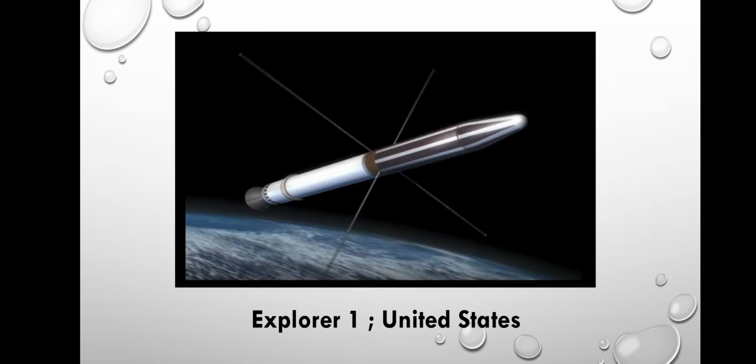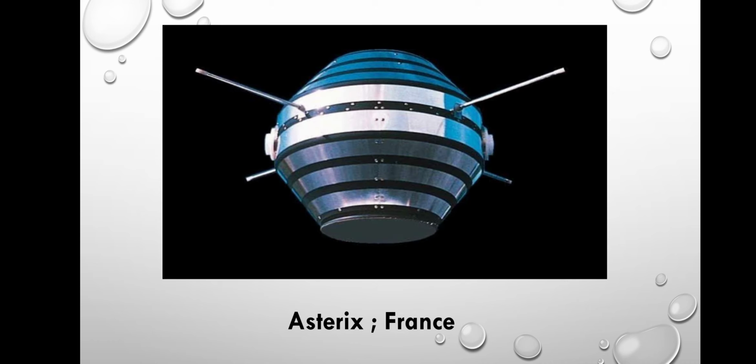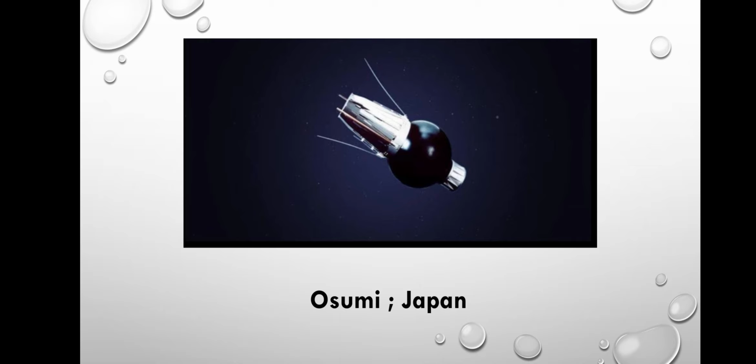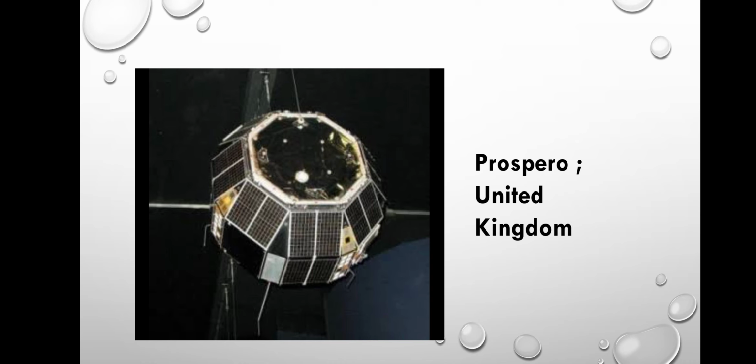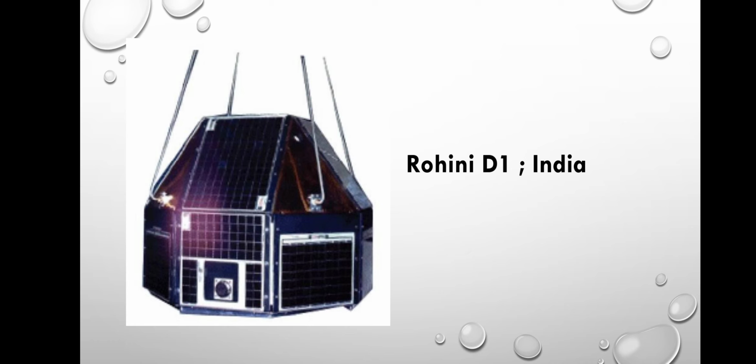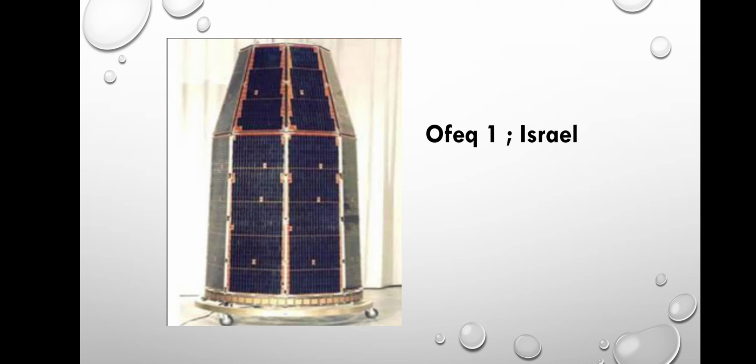Next one is Explorer 1, launched by the United States on 1st February 1958. Next is Asterix, launched by France on 26 November 1965. Osumi by Japan on 11 February 1970. Dongfanghong 1, launched by China on 24 April 1970. Prospero by the United Kingdom on 28 October 1971. Rohini D1 satellite launched by India on 18 July 1980. Ofek 1 by Israel on 19 September 1988.